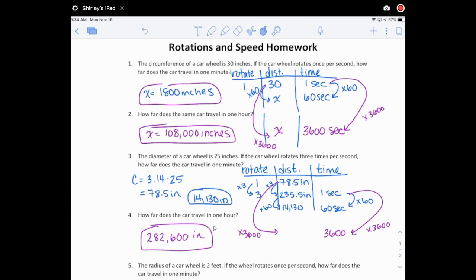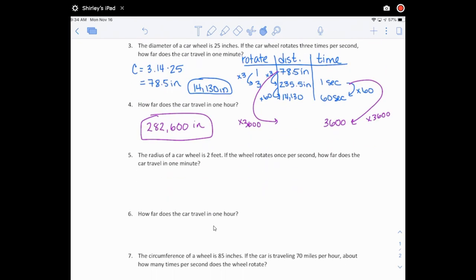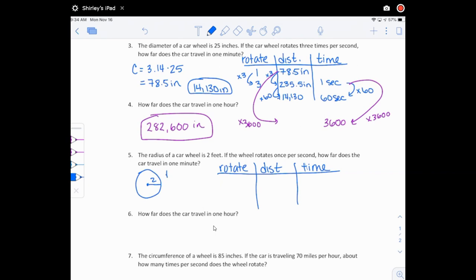Question number 5, the radius of a car wheel is 2 feet. If the wheel rotates once per second, how far does it travel in a minute? Again, so much flying around. Make your table. Rotations, distance, time. Write out what we know. The radius is 2 feet. So that means my diameter is 4 feet. So that means my circumference is pi times 4. So my circumference is 12.56.